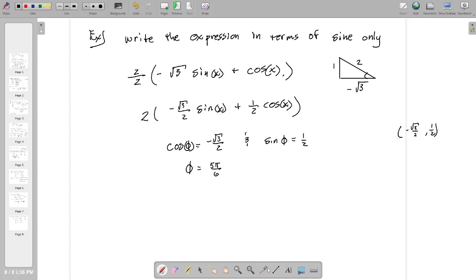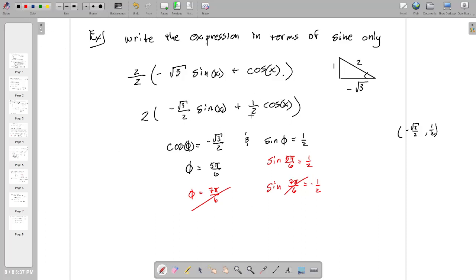Now, if we were to do this a little bit slower, we could say cosine of phi gives us negative root 3 over 2 at 5 pi over 6 and at 7 pi over 6. So another possible phi would be 7 pi over 6. But sine of 5 pi over 6 is equal to 1/2, which is what we want, and sine of 7 pi over 6 is actually negative 1/2, which we don't want. So we know that it's not 7 pi over 6. It has to be 5 pi over 6.